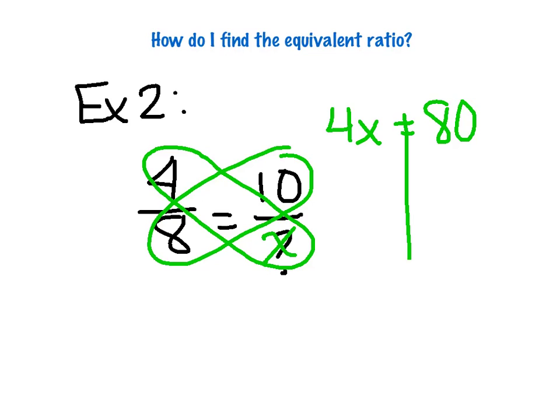Now we need to isolate this variable, and right now 4 is multiplying x, so to undo that I'm going to divide by 4, and x is going to be equal to 20.